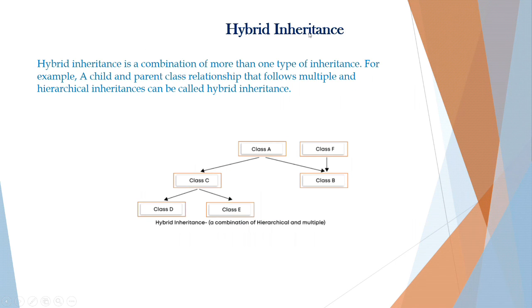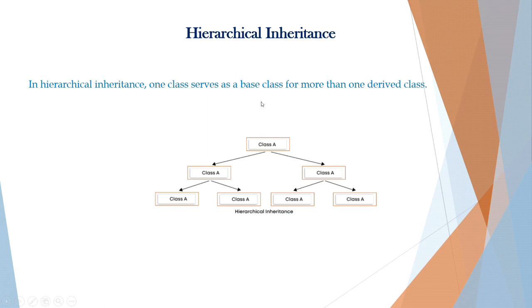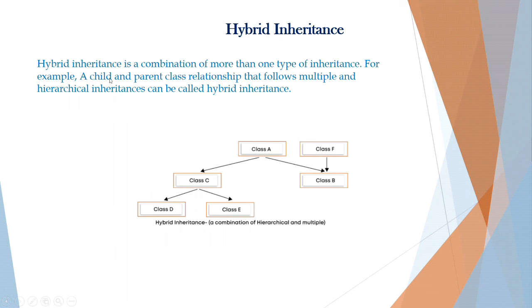And the next one is hybrid inheritance. Hybrid inheritance is a combination of more than one type of inheritance. For example, a child and parent class relationship that follows multiple and hierarchical inheritance can be called hybrid inheritance. As you can see, this is an example of hierarchical and multiple inheritance.